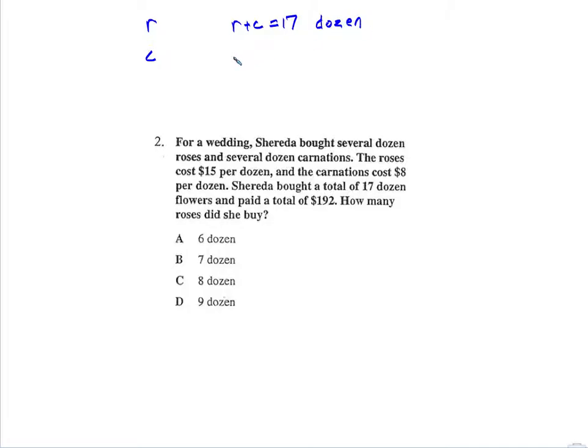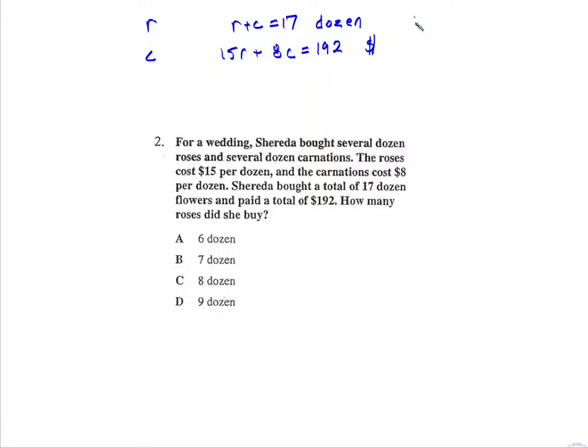And then from there, we know that we actually have to pay for these. So $15 for roses and $8 for carnations. And that's going to be a total of 192. And that was the equation for money. So we had one equation for the counting, one equation for money. That's usually going to be the case. And then we solve. So I think the best way to do this is substitution.